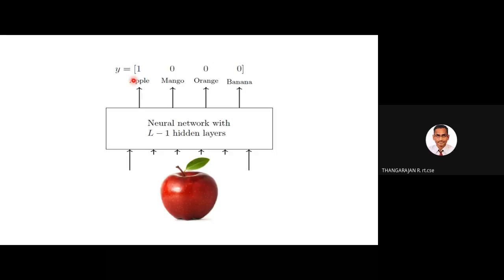Similarly, what will be the output of the neural network? The output of the neural network will not be this. It will be something like 0.97, 0.01, 0.01, and 0.01. When you add all these, you get 1. That's what a probability distribution is. But you see this is 0.97, whereas we require 1. So here we cannot apply the mean squared error. Here what you apply is cross entropy.